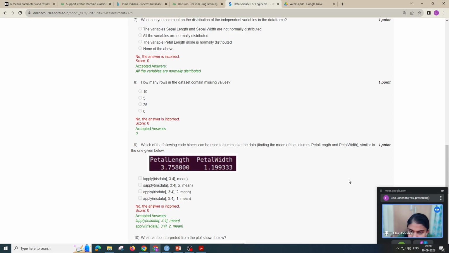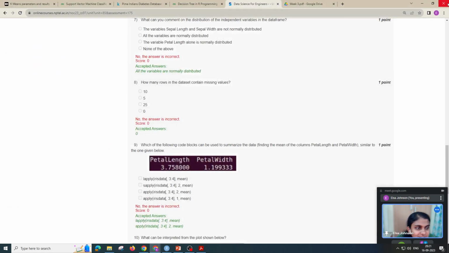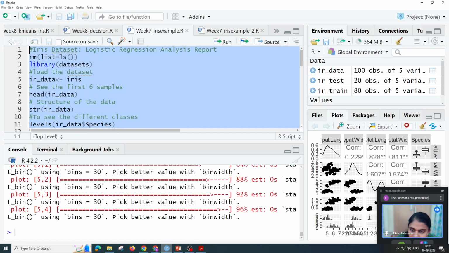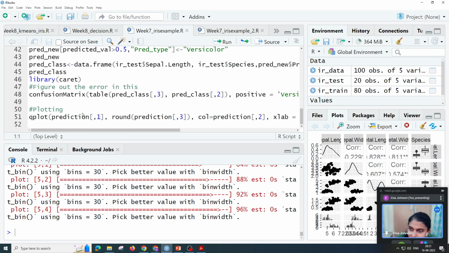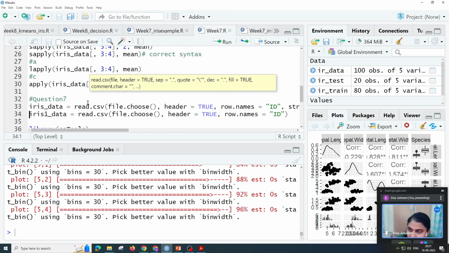In assignment 7 question 9, sapply and lapply. This time there are many. Okay, that is also a problem. So wait. Srinadi, you are also right.